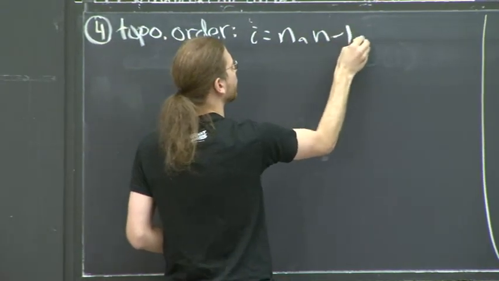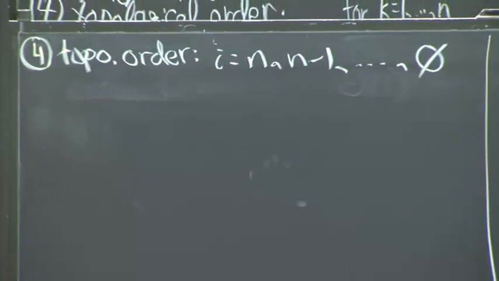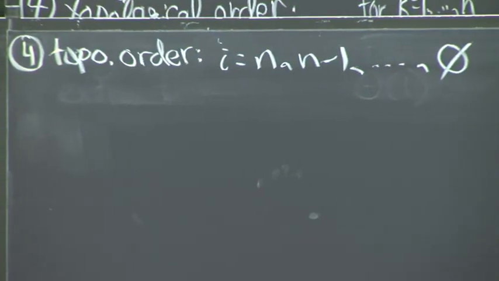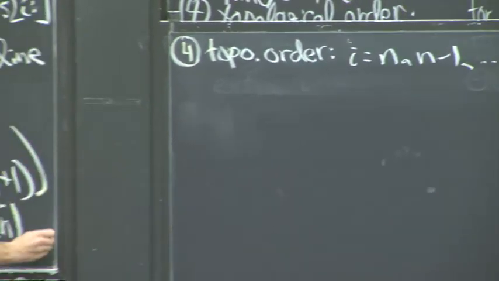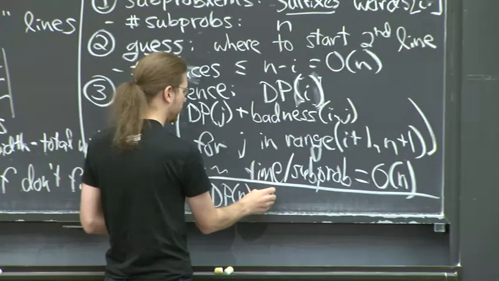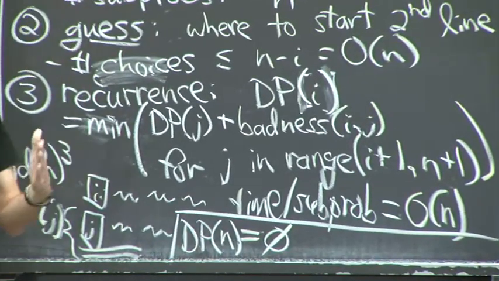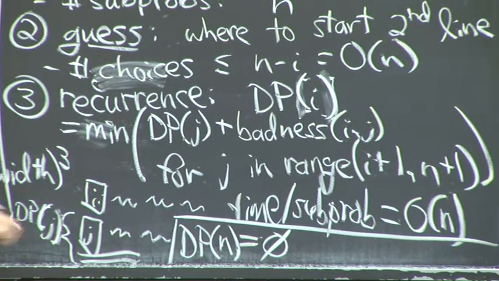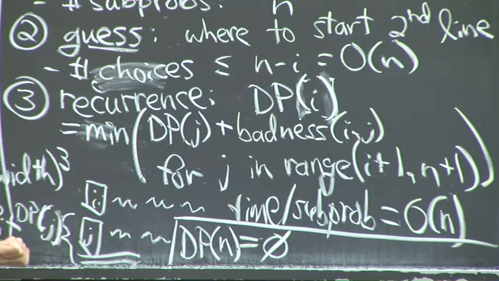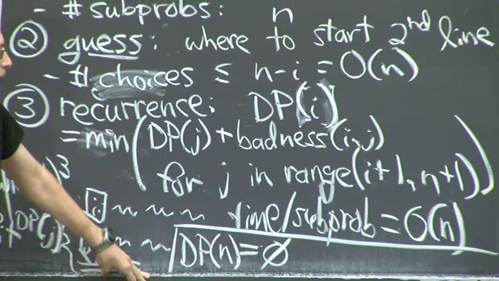And n minus 1 down to 0. I didn't actually define dp of n. There's a base case here, which is dp of n equals 0. Because the meaning of dp of n is I have 0 words, the nth word onward. There is no nth word. It's 0 to n minus 1 in this notation. So I don't pay anything for a blank line.